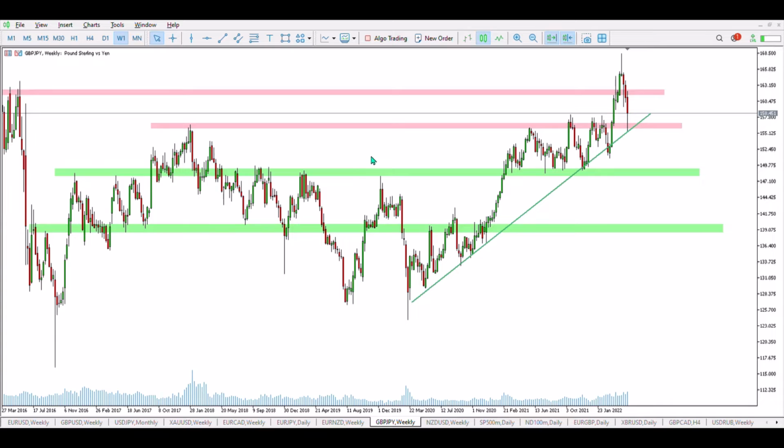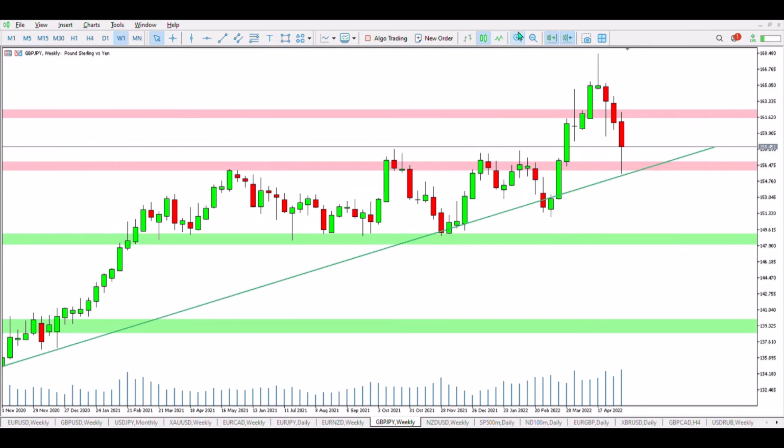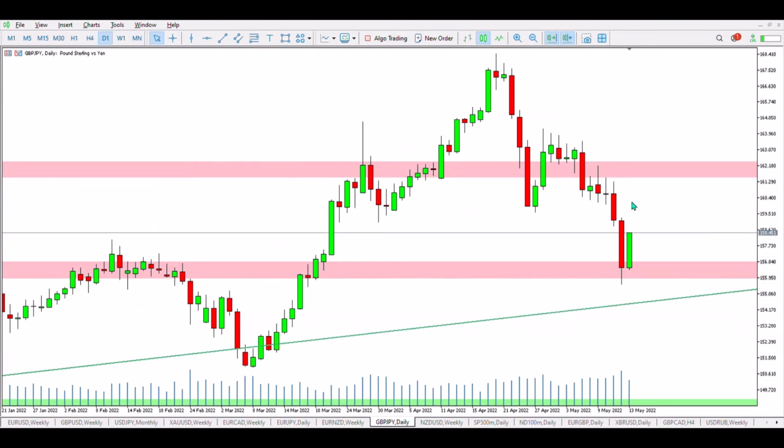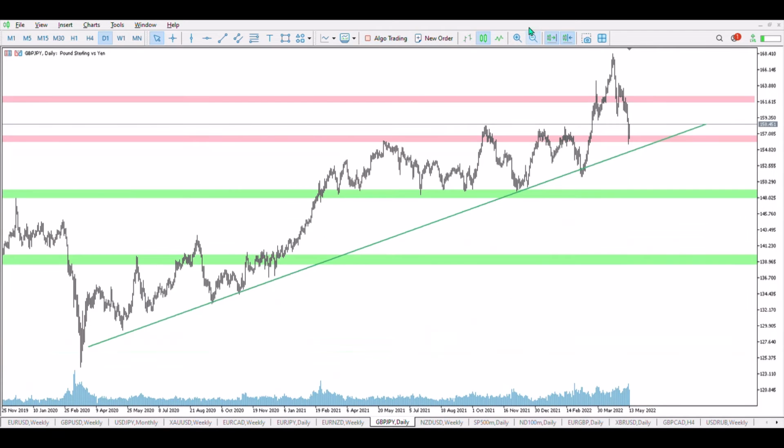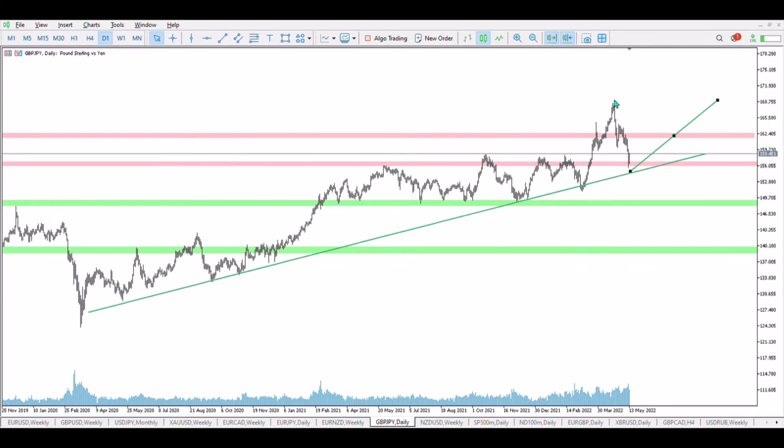Okay, here we already have a nice correction to the downside, and we have tapped into the support area, and as you can see, it already triggered many buyers, which says that on the daily we see a strong bullish candle and bullish momentum. Now of course we can continue with the trend and target the previous high over here, or we can even make a higher high, which usually happens.